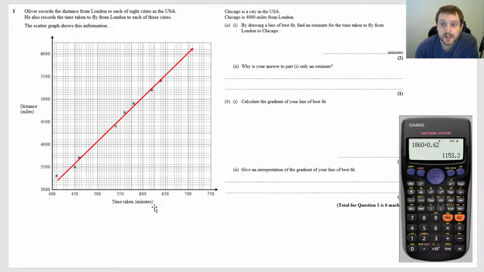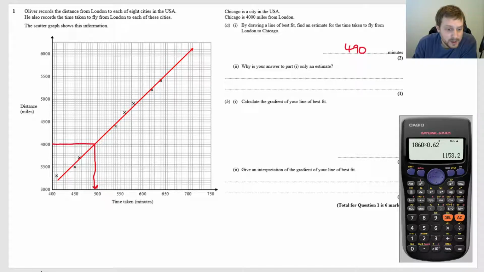Find an estimate for the time taken to fly from London to Chicago. So we're going to go to 4,000 and then use our line of best fit. Now remember, this is an estimate. It's really tricky to draw on this, but it's what, about there? Sorry about the wibbly line, but it's about there, isn't it? So what's that? 4, 60, 70, 80. Now I'm going to say about 490 minutes.